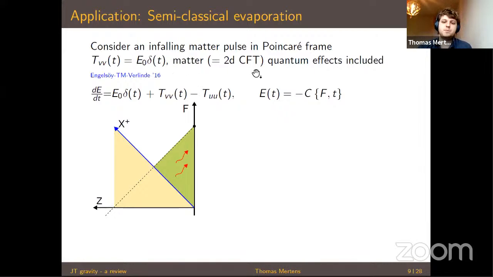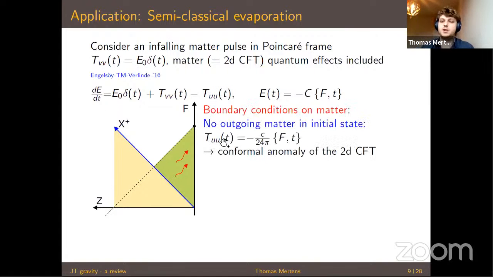And I will consider matter quantum effects to be included, and our matter is again a two-dimensional CFT, but I will keep my gravitational sector to be classical. So the matter is quantum mechanical, but gravity is still classical, meaning that I'm just solving this differential equation sourced by quantum values of this matter sector. Now I need to impose suitable boundary conditions also for the matter sector in order to simulate black hole evaporation.